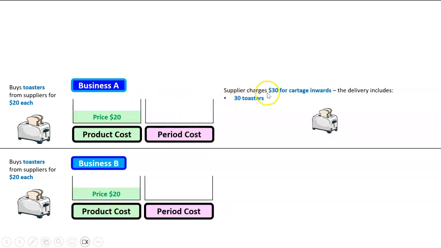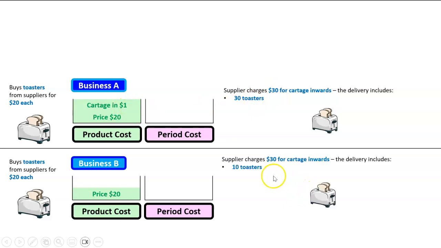So for business A, the supplier charges $30 for cartage inwards, and that delivery includes 30 toasters. I can logically allocate that. What I could do is say cartage inwards, freight inwards, delivery inwards, whatever you want to call it, is $1 per unit. It was a $30 cartage inwards fee, and there were 30 toasters, so 30 divided by 30 is $1 per unit. What about business B? They also got charged $30 for cartage inwards, but maybe they only bought 10 toasters. So should we allocate that $30 for 10 toasters as $3 per unit product cost? We could definitely do that.